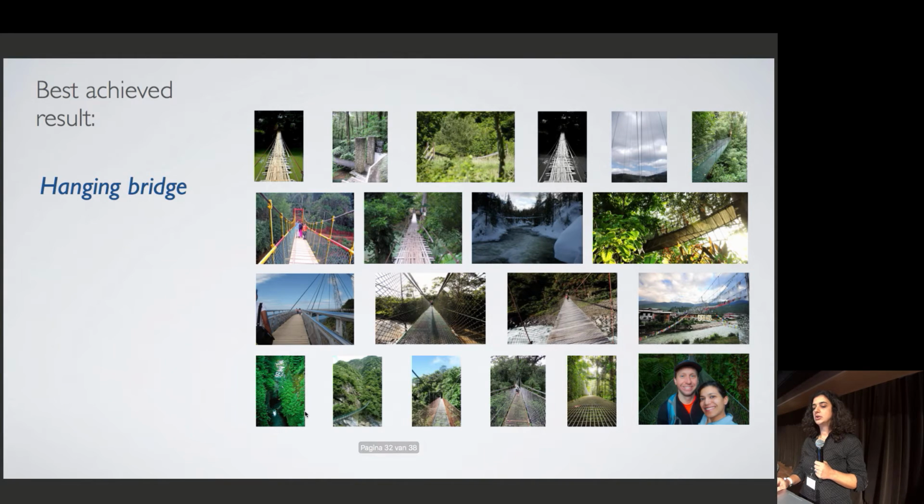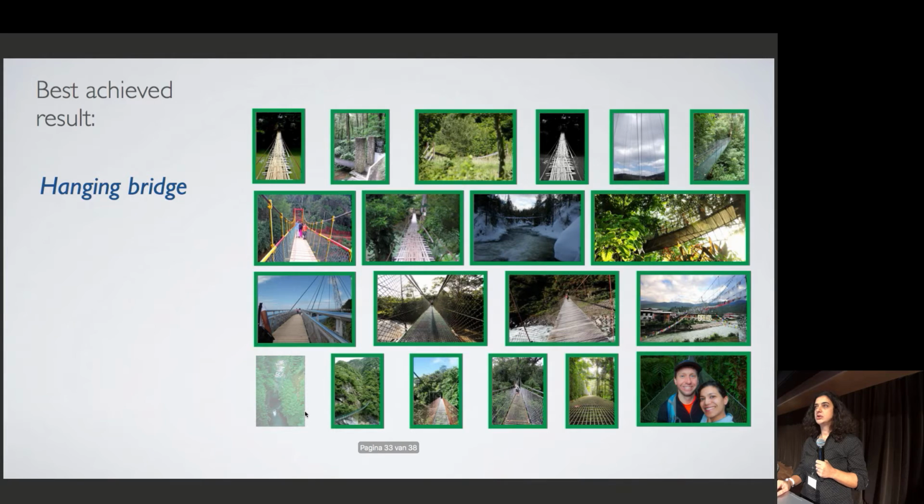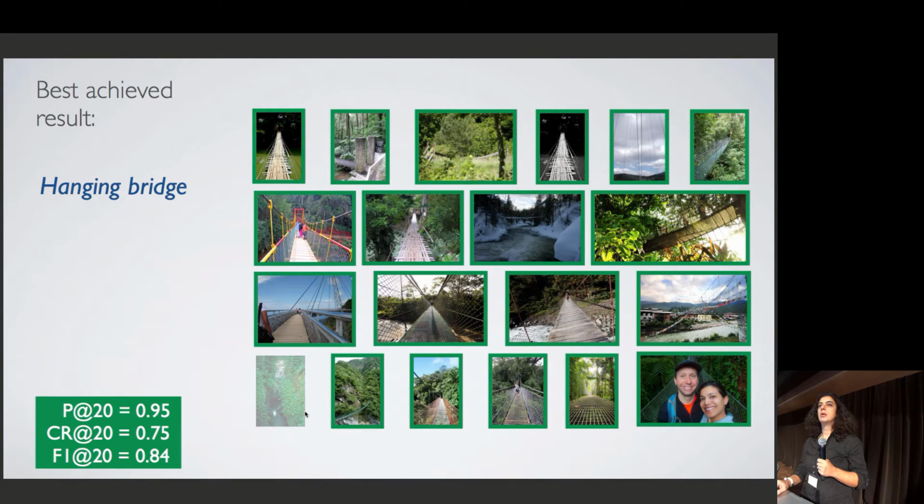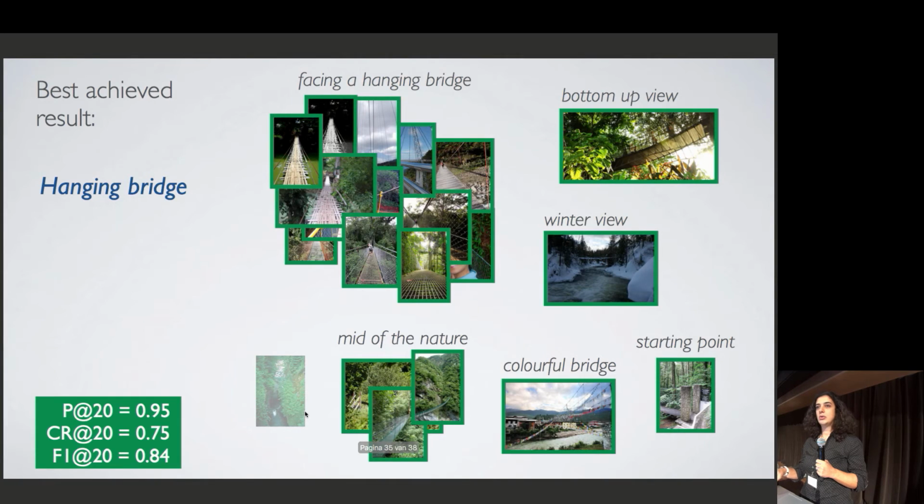If we have a look at the top performing approach for this particular query, which is not the average top performing approach, we see that there is actually only 1 image, on the bottom left, which is not relevant to the query, and the remaining images also offer much broader diversity in comparison to the original Flickr result. We can see that if we rearrange the images a little bit, we have a cluster representing a facing hanging bridge or bottom-up view, window view, and so on, which are the images we are actually looking for.